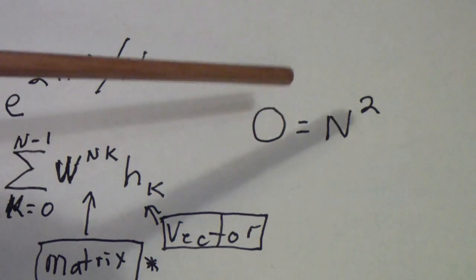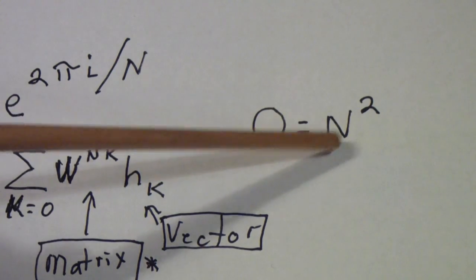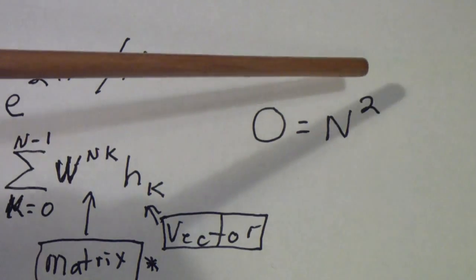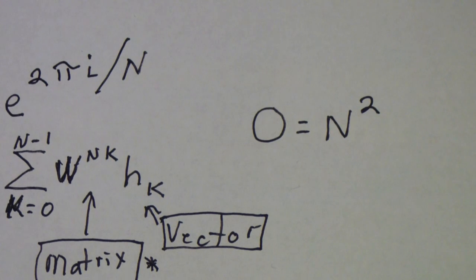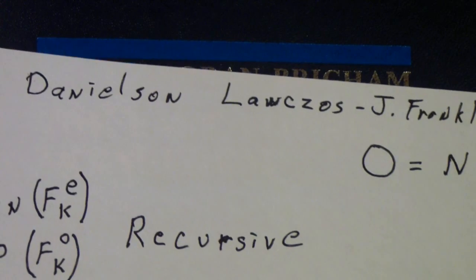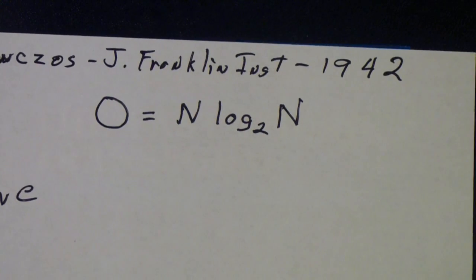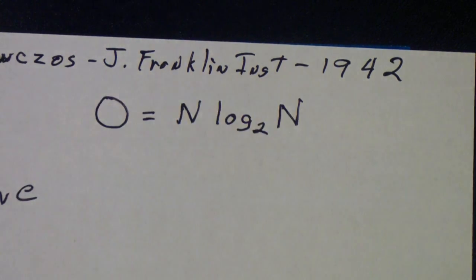The problem is that this computation is of the order of n squared. In other words, as the number of data points goes up, the amount of computation required goes up by the square of the number of data points. So with 3 data points, it's 9. With 4 data points, it's 16, and you get the idea. One of the things that Lanczos and Danielson did in their article, which by the way appears in the Journal of the Franklin Institute in 1942, is they managed to reduce the computation down to order n log n.